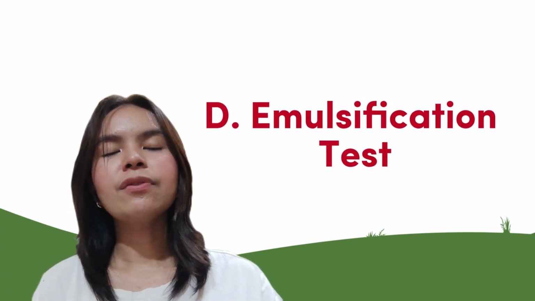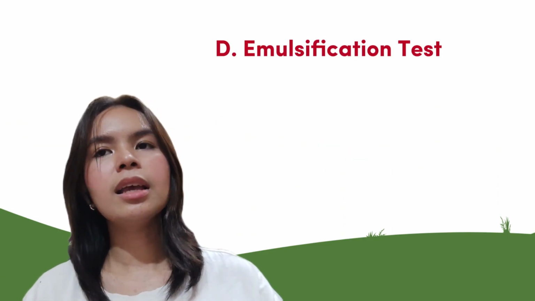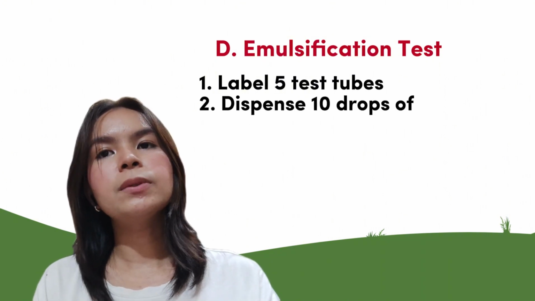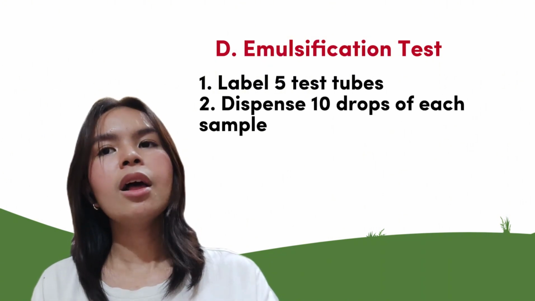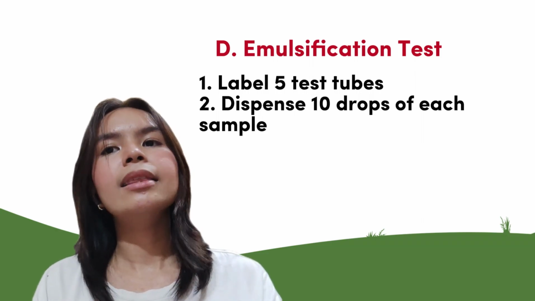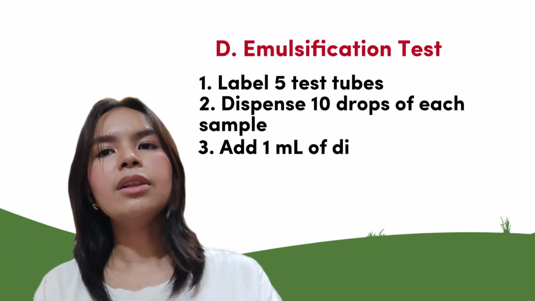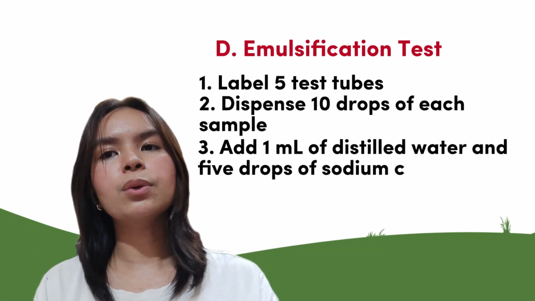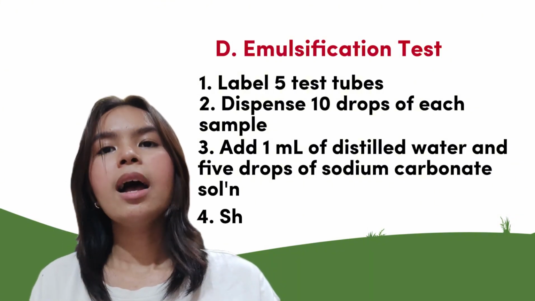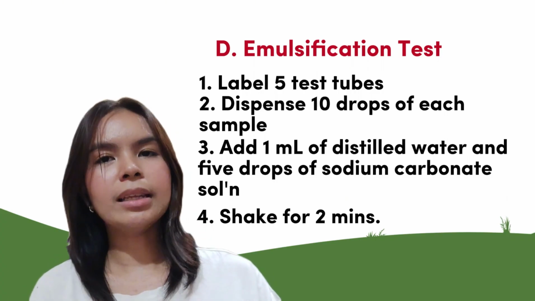It tests the ability of lipid samples to form an emulsion with water and different emulsifiers. So first, we need to label 5 test tubes and add 10 drops of each sample: canola oil, olive oil, unknown 1 and unknown 2 to separate test tubes, and add a pinch of palmitic acid in the last test tube. Add 1 ml of distilled water and 5 drops of sodium carbonate solution to each test tube. Shake each test tube for 2 minutes and observe immediately for the formation of an emulsion.